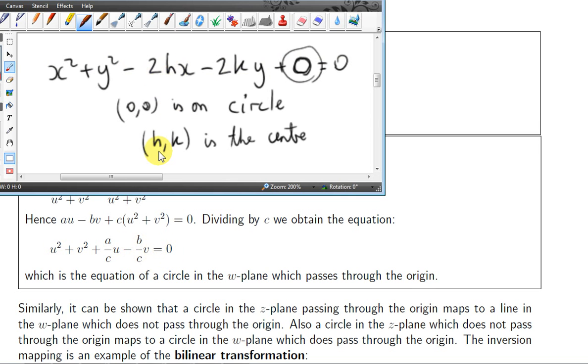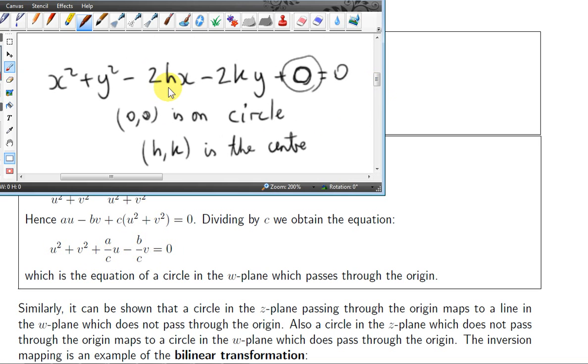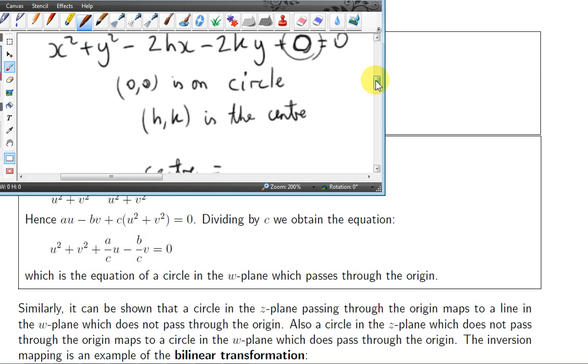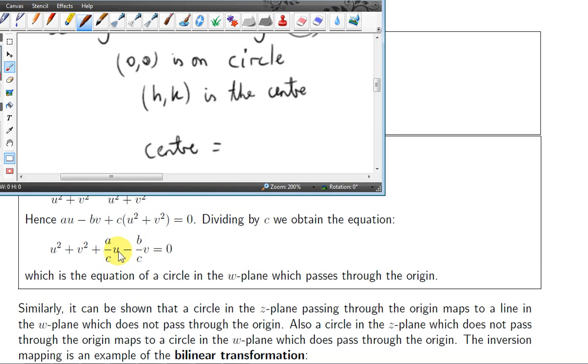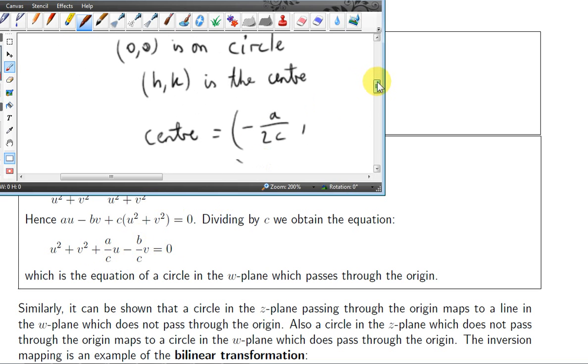Now if a circle is given in this form, then h comma k is the center of the circle. So if we want to, we could write down the center of this circle in terms of a, b and c. I'll just note it down here. So we just get half the coefficient of u and change the sign. Because minus 2h is the coefficient of x in general, so the independent variable here is u. So the center is actually minus a over 2c, comma, and then we have the coefficient of the dependent variable to get the y value, or the v value here, so it's going to be b over 2c.